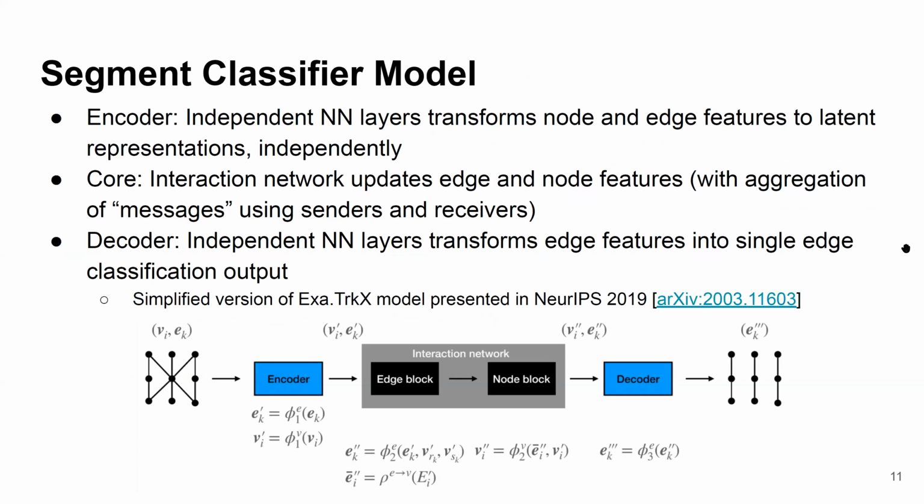The segment classification model that we've been running with consists of an encoder, which independently transforms the node and edge features to their latent representations. And this layer is fittingly called graph independent. It's a graph neural network architecture. The core consists of an interaction network, which is another graph neural network architecture that updates edge and node features with message passing using those receiver and senders lists. And then a decoder, which using the same graph independence model as the encoder, transforms the edge features into a classification output.